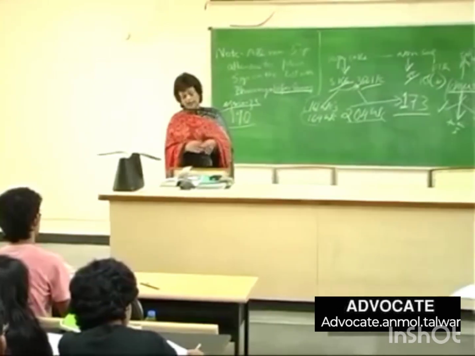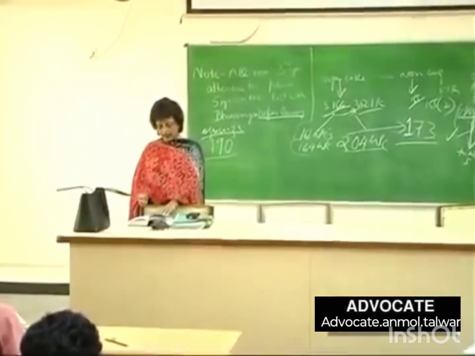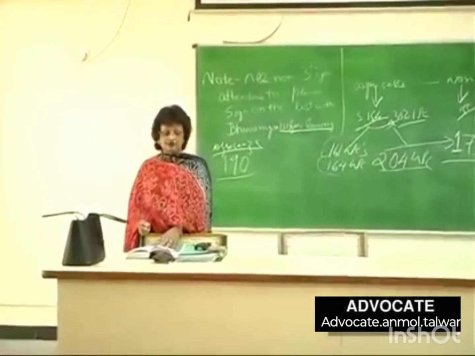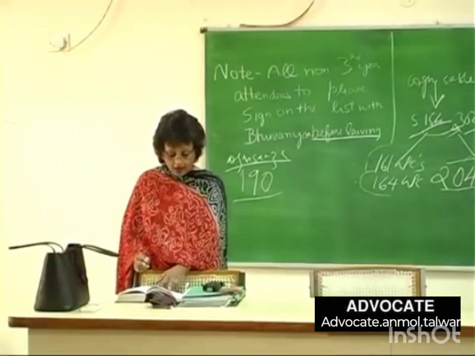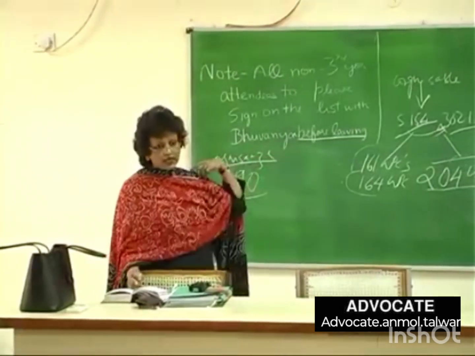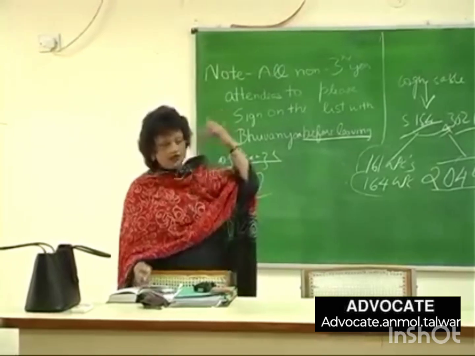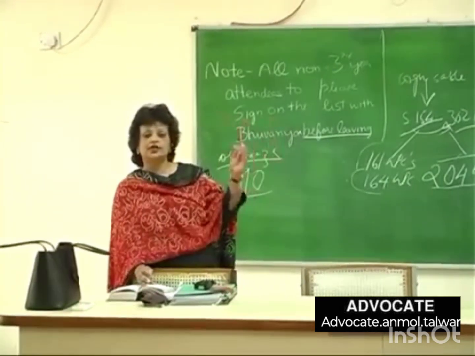What is your understanding of 191A? Upon a complaint of facts which constitute such offense. Then 191B: upon a police report of such facts. A charge sheet under 173 is a police report of such facts. So that's simple enough. If a charge sheet is filed, the magistrate will take cognizance under 191B.